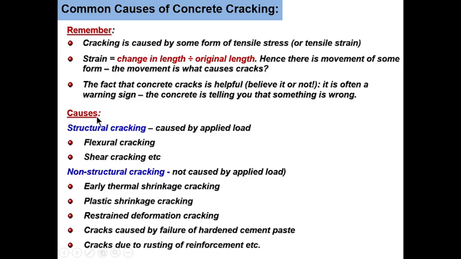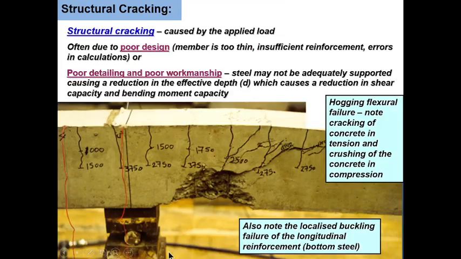So what are the causes of concrete cracking? We have structural cracking, which is caused by applied load. These are cracks caused by applied load, like flexural cracking, shear cracking, etc. We also have non-structural cracking, which are cracks that are not caused by applied load. They could be early thermal shrinkage cracks, plastic shrinkage cracks, restraint deformation cracks, cracks caused by failure of hardened cement paste, cracks due to rusting of reinforcement, etc. So let's look at structural cracking.